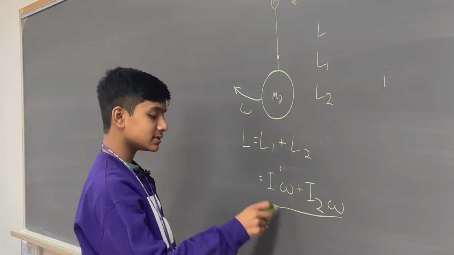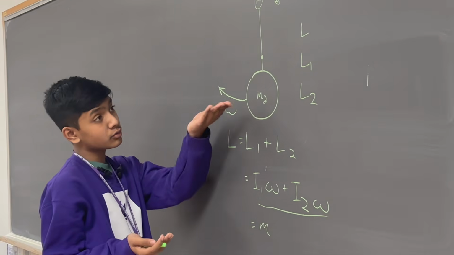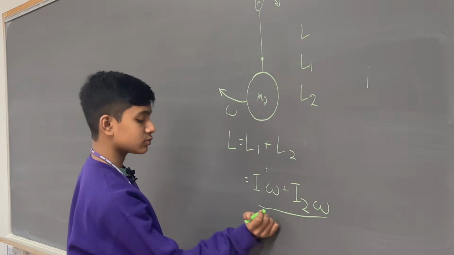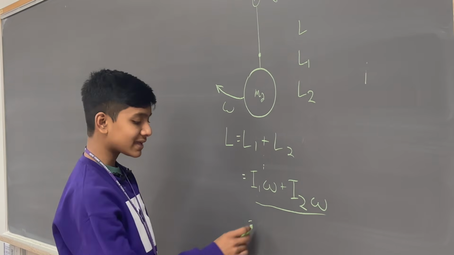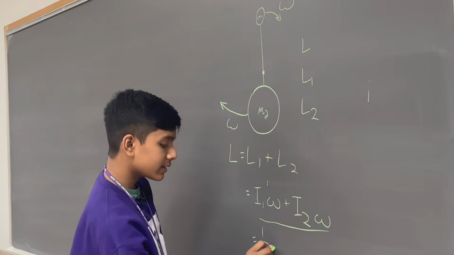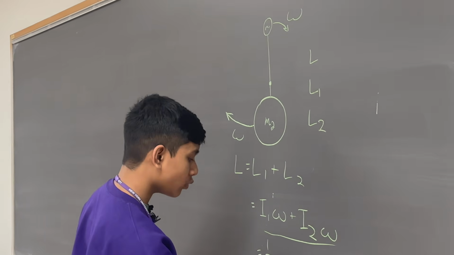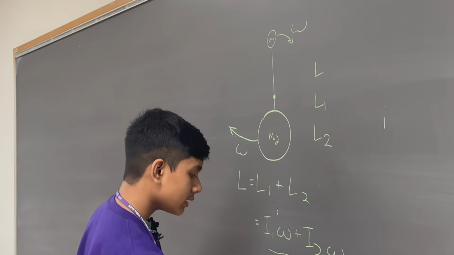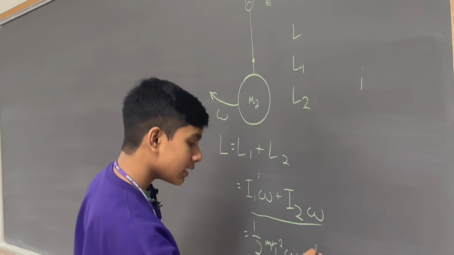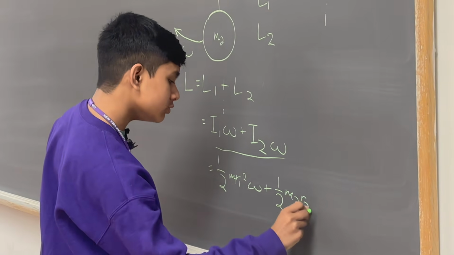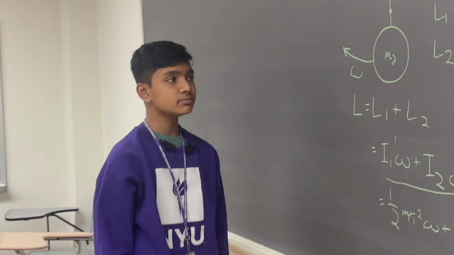Now, for point masses this is going to look more like... technically we're dealing with balls, so I guess we'll go with that instead. But no matter what, it's going to be some fraction. In the case of spheres, it's going to be half mr squared, so half m1 r1 squared omega plus half m2 r2 squared omega.